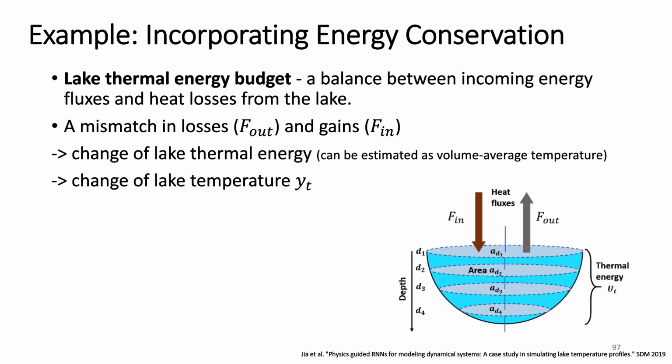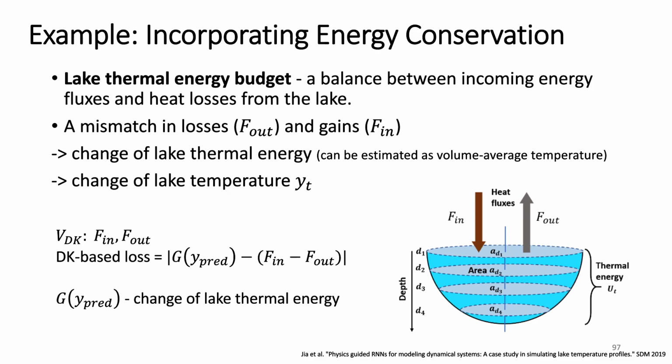Specifically, they build this lake thermal energy budget, which basically tries to model the mismatch of the F out and the F in. We have already talked about the difference between these two; it actually leads to the temperature change. So based on our domain knowledge, it's easy for us to build laws like this. Basically, we try to minimize the mismatch between the temperature change representation and the energy flux difference. So this domain knowledge based loss is going to be combined with the machine learning prediction loss, and we are going to minimize a linear combination of this.